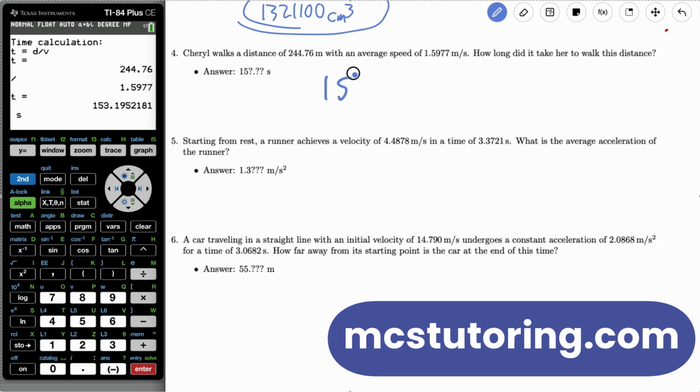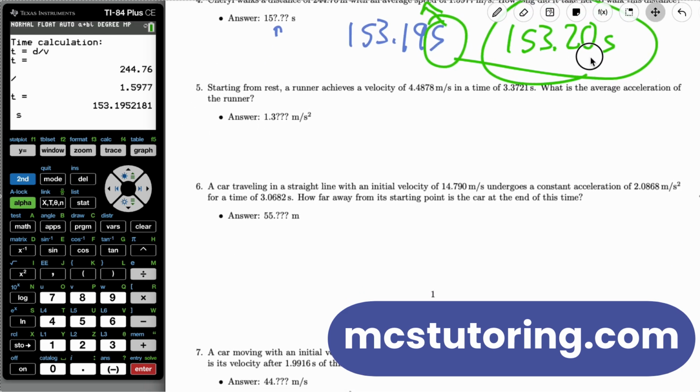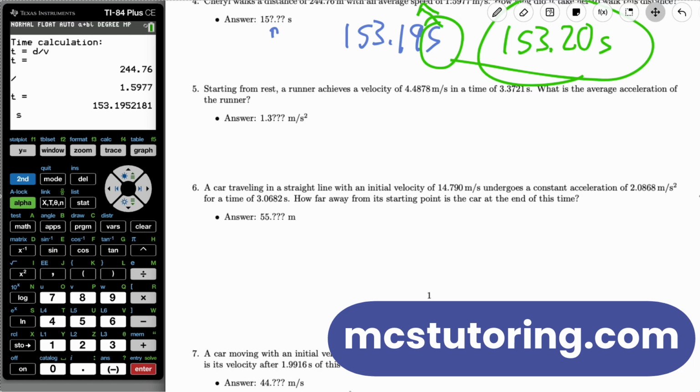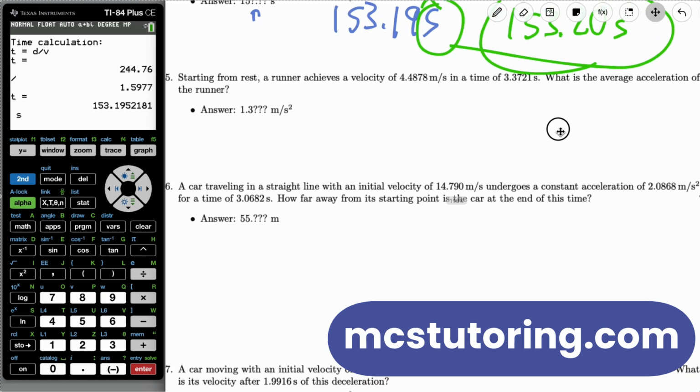Okay, we're going to go 153.195. There's the decimal place. We're going to go 2 after the decimal place. So look, they call this a trailing digit. Since it's 5 or greater, we're bringing that 19 to a 20. So it's going to be 153.20 seconds. Okay, good. Now I'm going to zoom in a little bit because I have older eyes and I can't see everything.